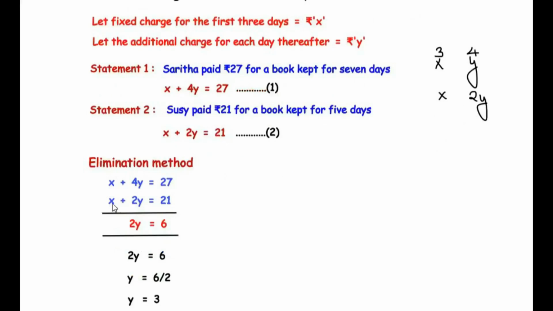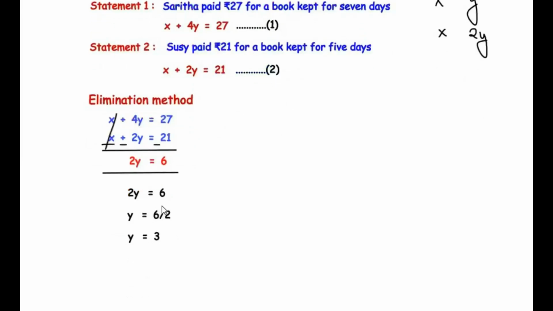So under the elimination method we have written both the equations. Now let us change the signs of the second equation. So plus X becomes minus X, plus 2Y becomes minus 2Y, and plus 21 becomes minus 21. Now plus X and minus X, they both add up together to give us 0. Now 4Y minus 2Y gives us 2Y, and 27 minus 21 gives us 6. So the equation is 2Y equal to 6, or taking 2 on the other side of equal to sign, we get Y is equal to 6 over 2, or the value of Y as 3.